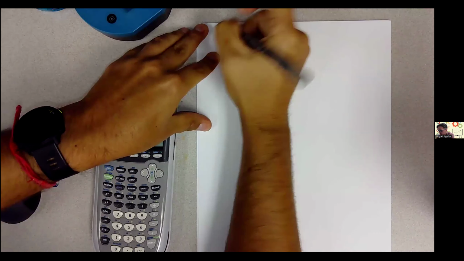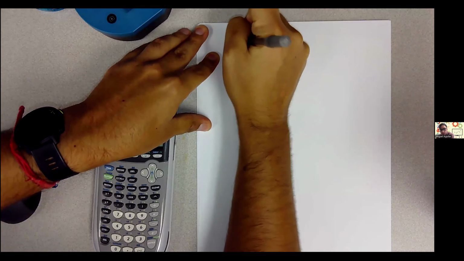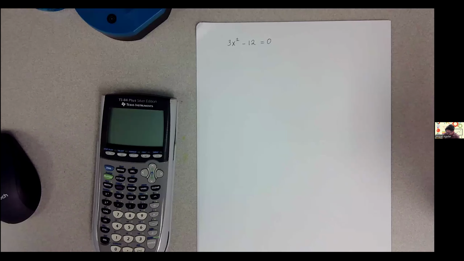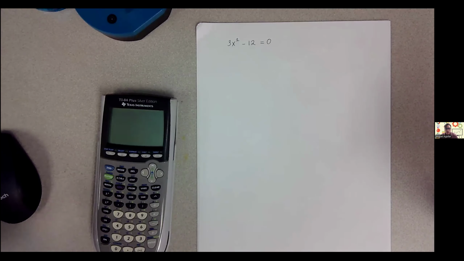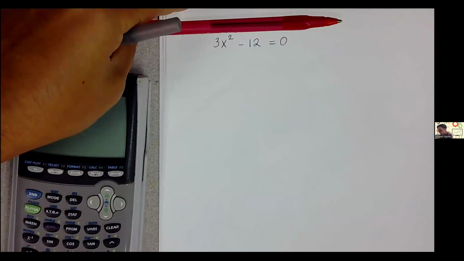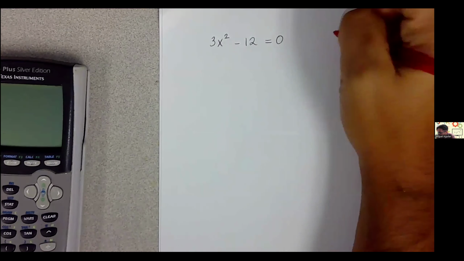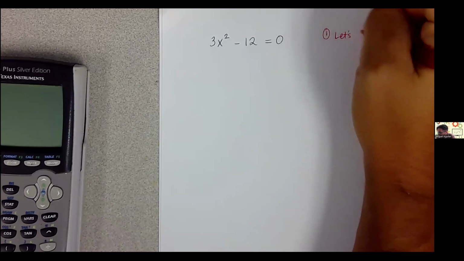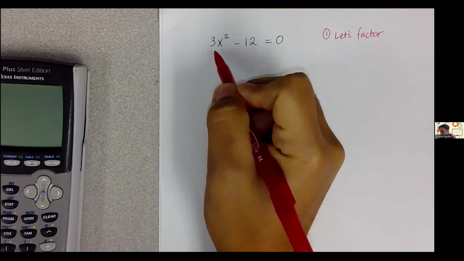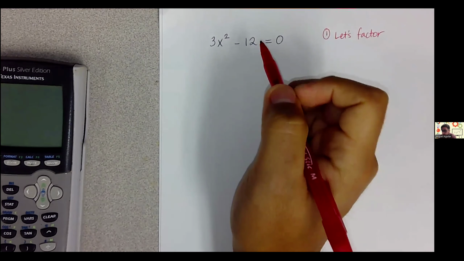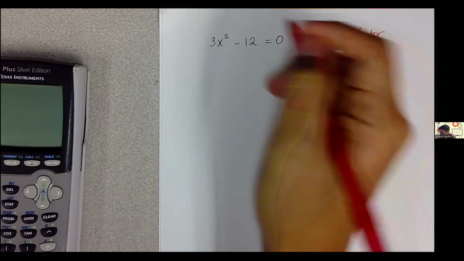So imagine that we're dealing with this quadratic, 3x squared minus 12 equals 0. Well, the first thing that you might want to do is try to factor this. That might be a useful method. So you might say to yourself, let's factor. If you look at the first term, 3x squared, and the second term, 12, you might say these both have a common factor of 3, so let's try to factor that out.